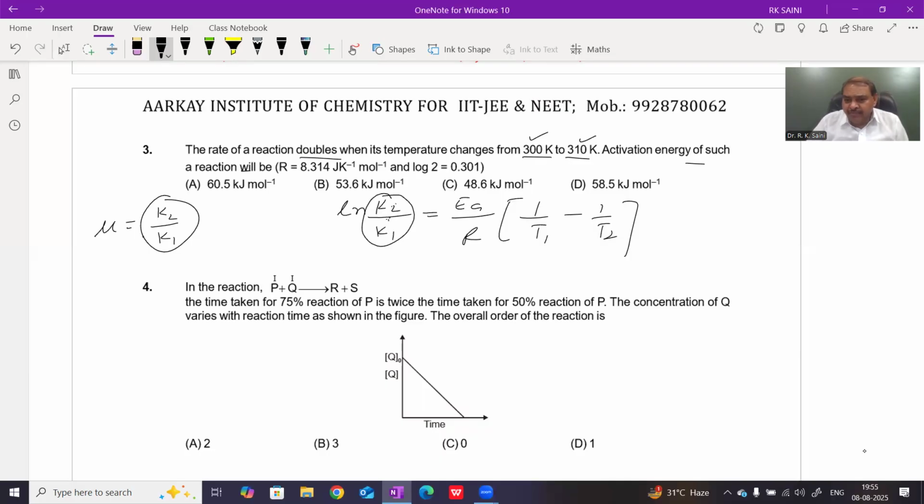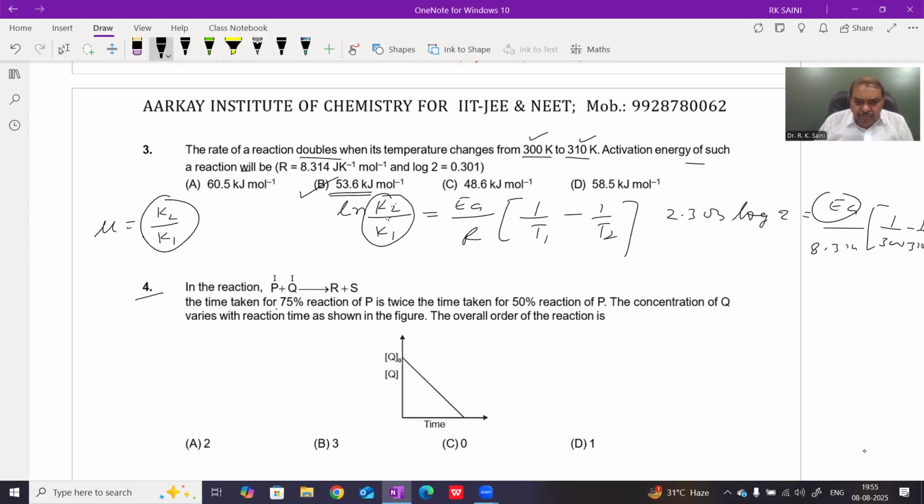And hence we write 2.303 log of 2 equals EA upon R, with the value of R in joules 8.314, and 1 upon T1 300 and 1 upon T2 310. On solving the equation, we find activation energy 53.6 kilojoule. Solve the equation. Then question number 4, reaction P into Q.